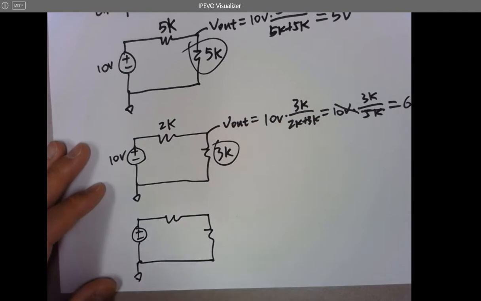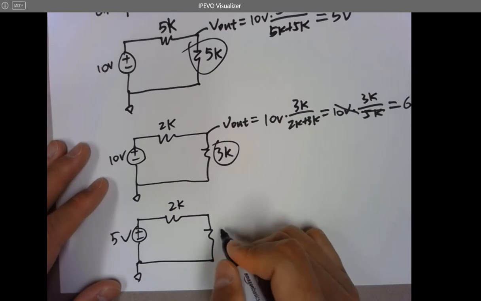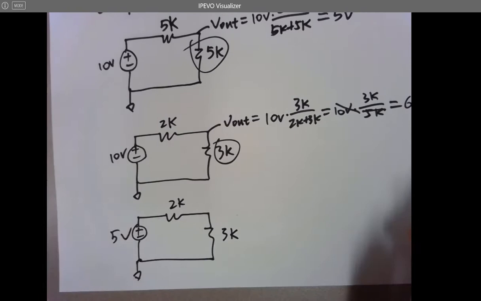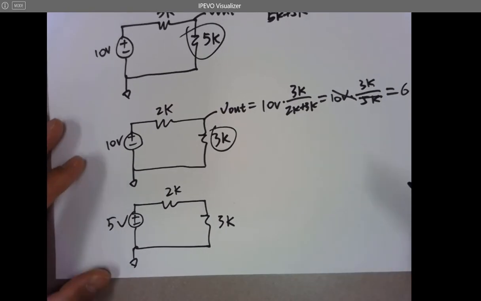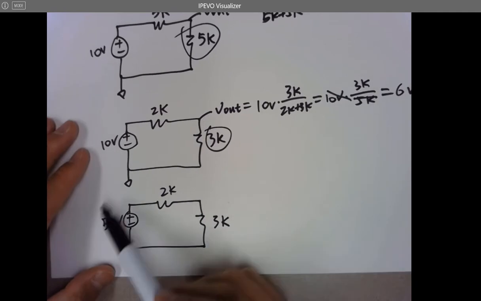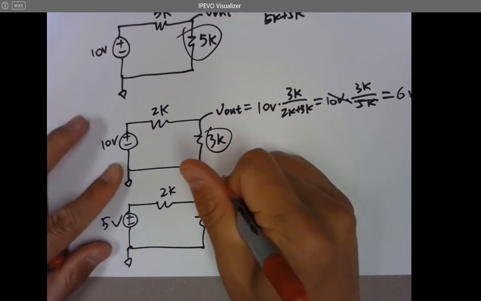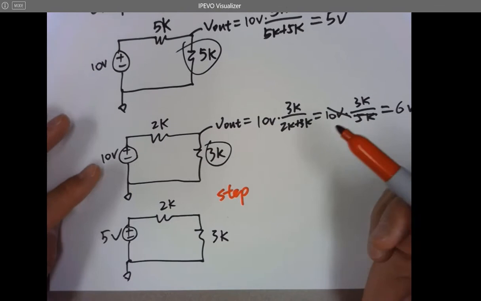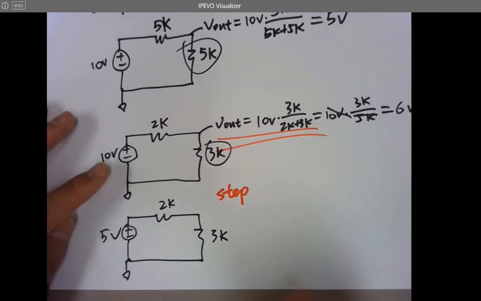Ground it. 5 volts, 2K, and 3K. I'm going to introduce a different way, which will be super useful when you are working on the homework assignments. If you have a circuit like this, keep in mind, step one. If you don't want to use voltage dividers, because sometimes the circuit can be complicated and it's not easy to use voltage dividers all the time.